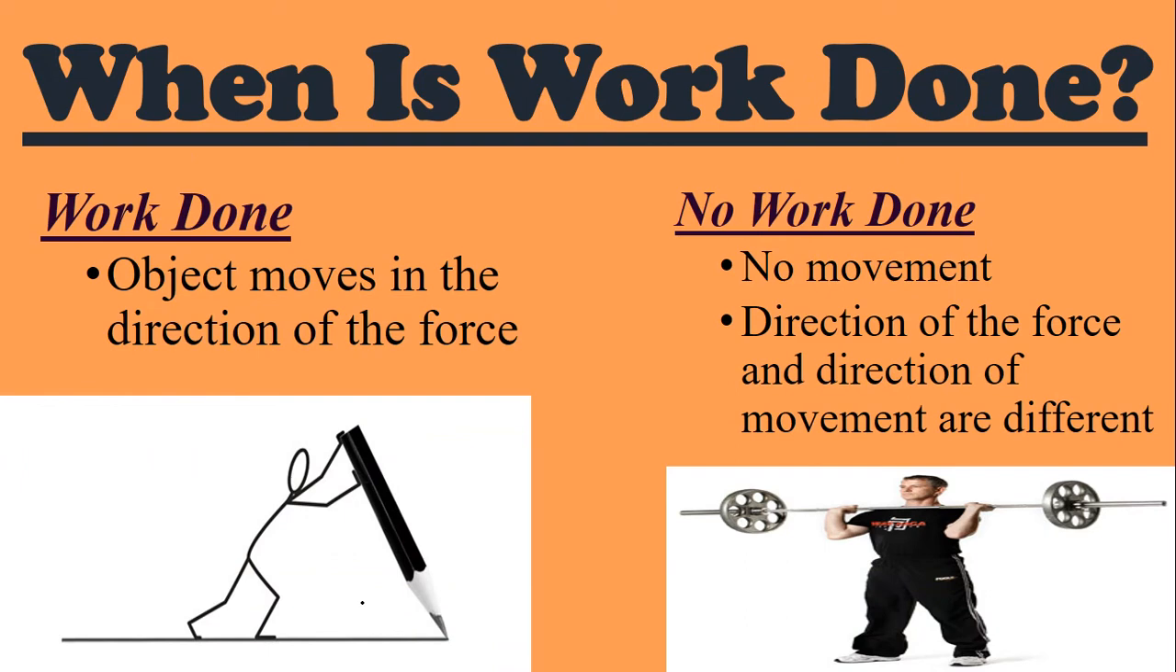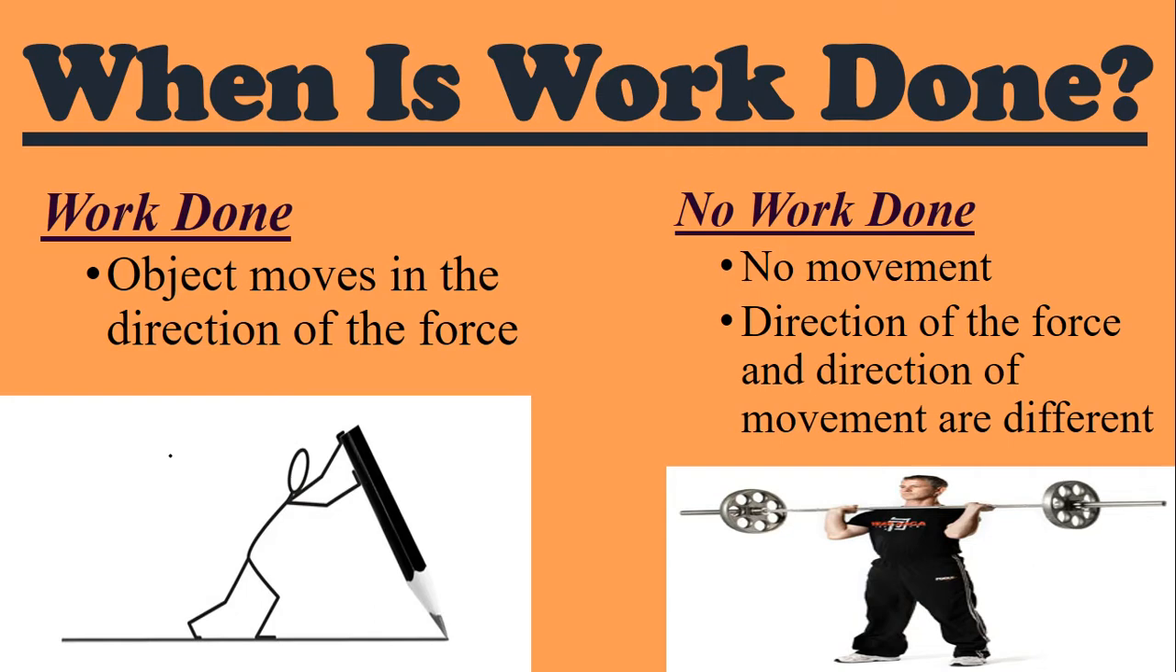So when is work done? When is work not done? In a physics idea, we're not talking socially, we're talking about physics. Work is done when an object moves in the direction of a force. So one, there has to be a force. Two, there has to be movement. And three, the movement has to be in the same direction as the force.